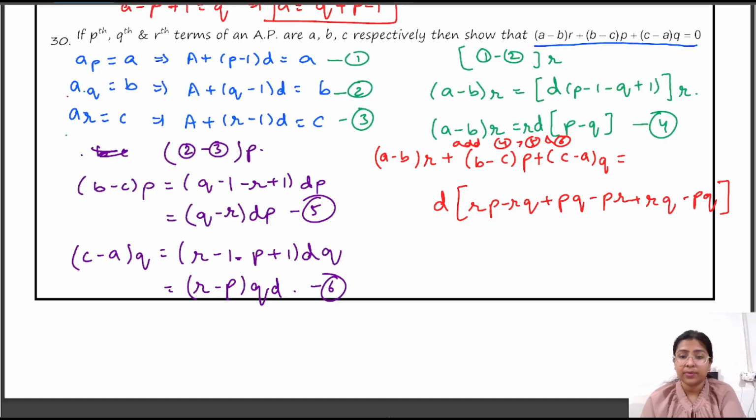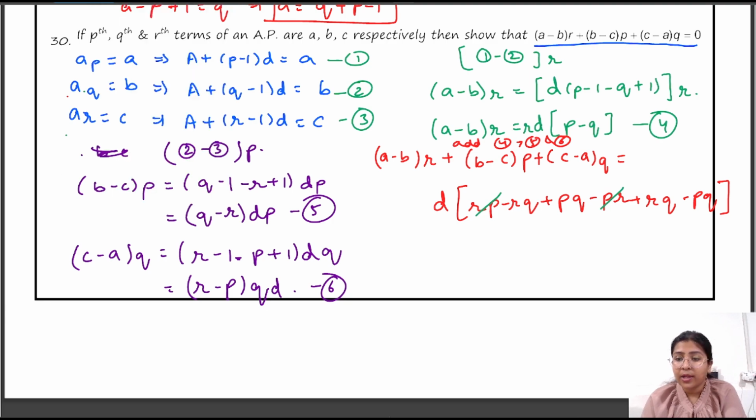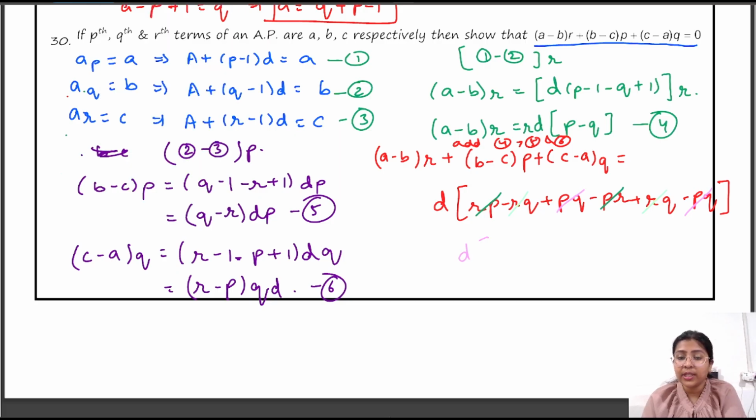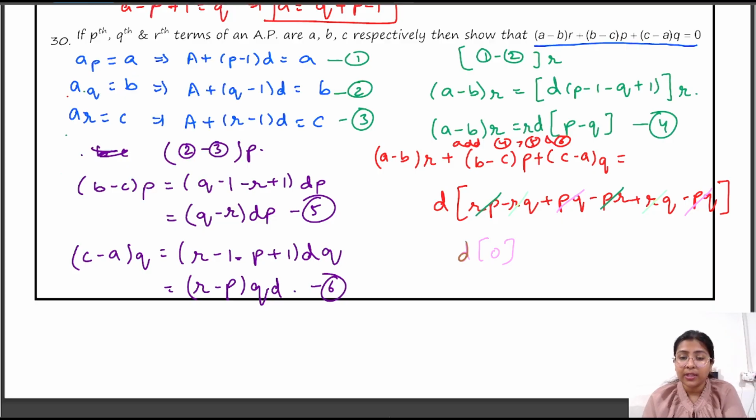Okay, cancel the like terms. R P, P R; R Q, Q R; P Q, P Q. So D into 0. Yes, learners, tell me, D into 0 is again 0. Hence, this is equal to 0. Hence, the question is proved. Okay, learners, this question is clear.